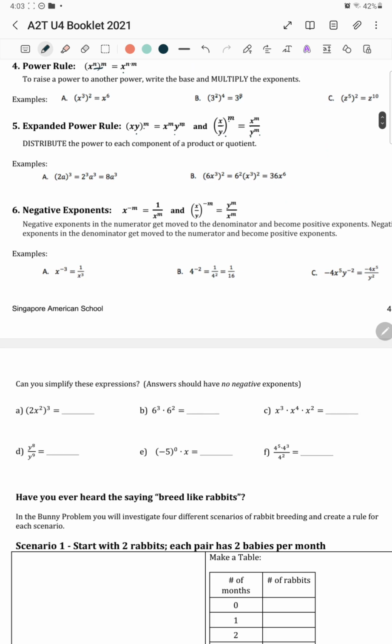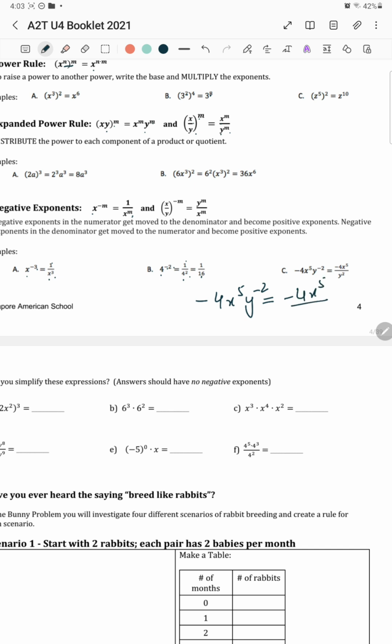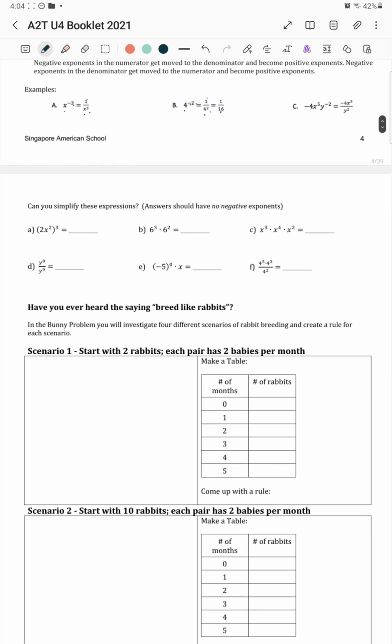Negative exponents: if I have a negative exponent in the numerator, I will make it positive by moving it into the denominator. If it is in the denominator, I will take it to the numerator, and it will become positive. So x to the negative 3 is 1 over x cubed. 4 to the negative 2 is 1 over 4 squared, which is equal to 1 over 16. So here it is minus 4 x to the power 5, y to the power minus 2. Minus 4 x to the power 5 is already positive. The negative is on y, so y will come in the denominator with 2. Whenever we have a negative exponent, we will take it into either the numerator or denominator. We will reverse the fractions and we will get the positive answer. So can you simplify these expressions?